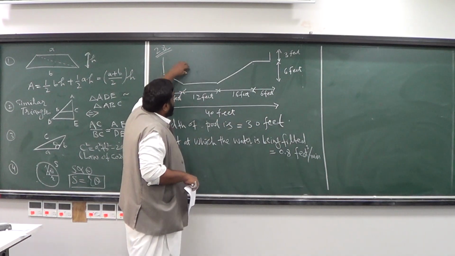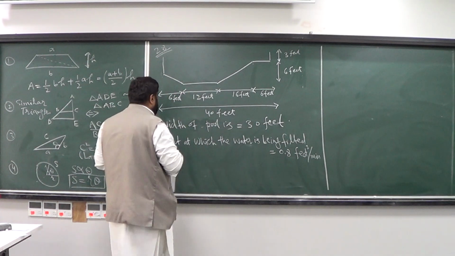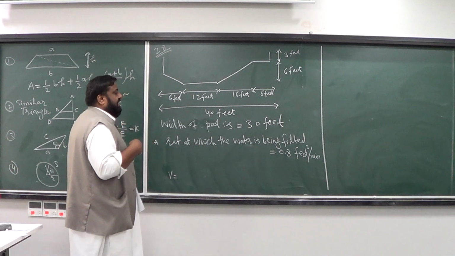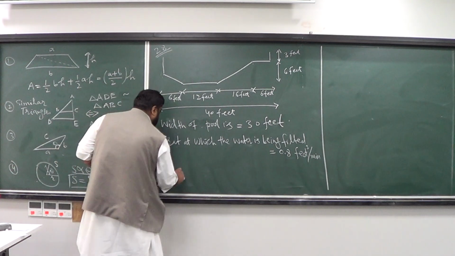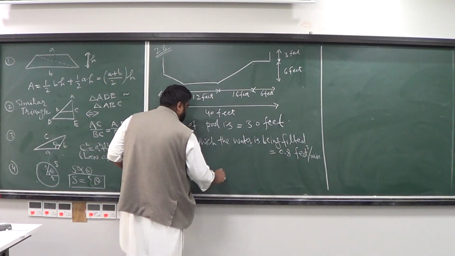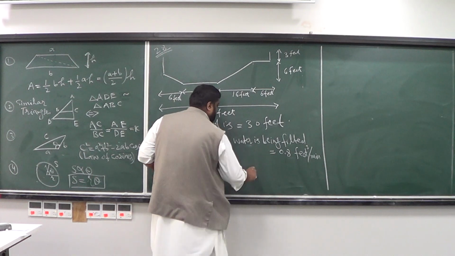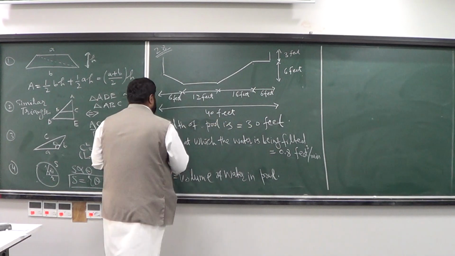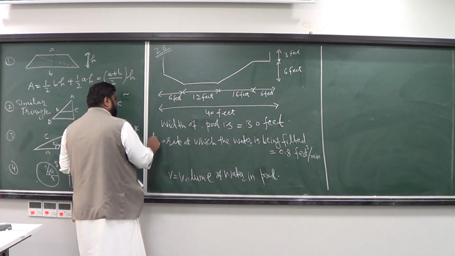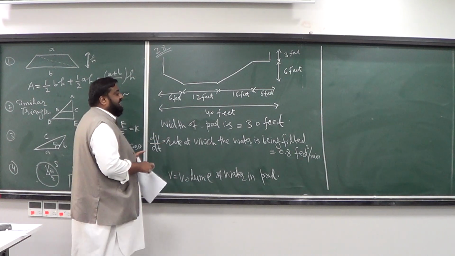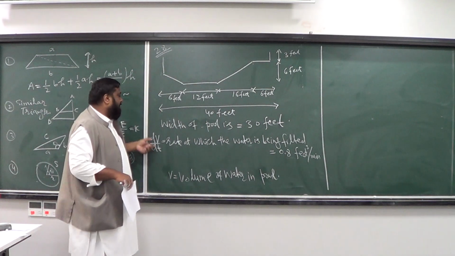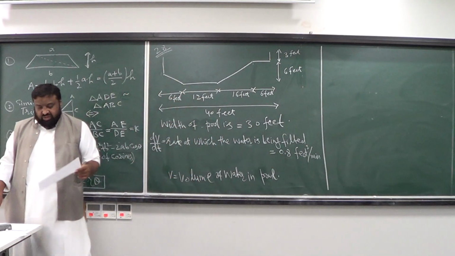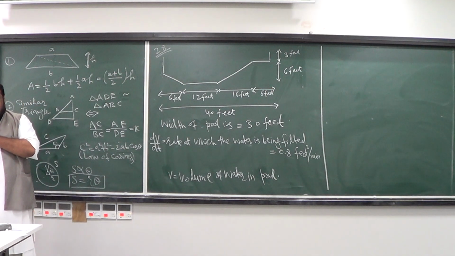If I call the volume of the water that this swimming pool is holding V, so V is the volume of water in the pool, then the interpretation of this quantity is that this is the rate at which the volume of the water is increasing in the pool. So this is dV by dt. It's positive, so it's increasing at this rate.